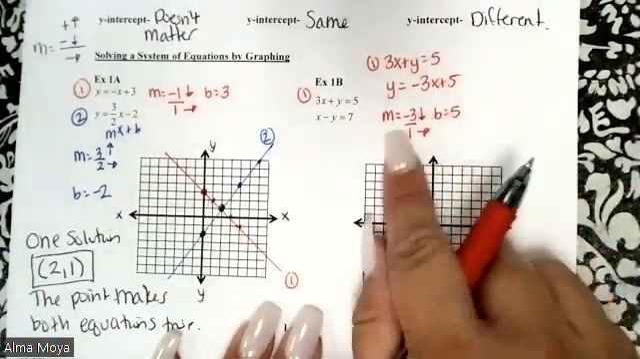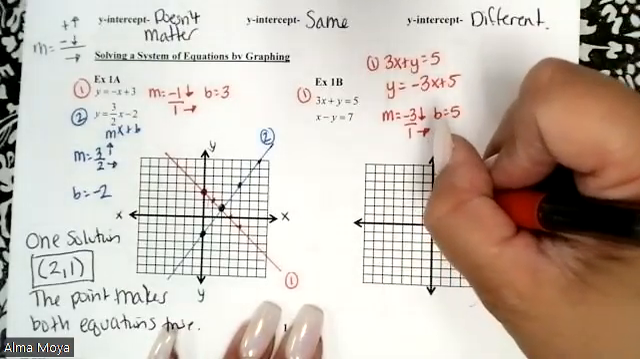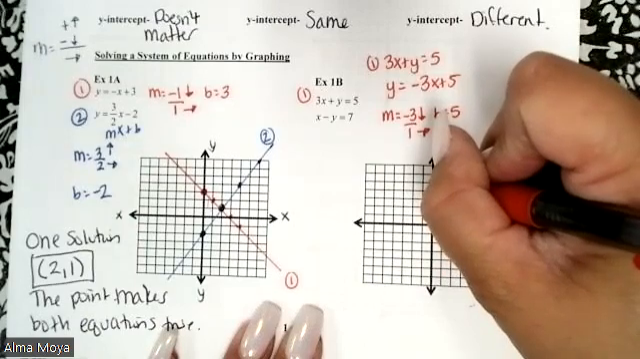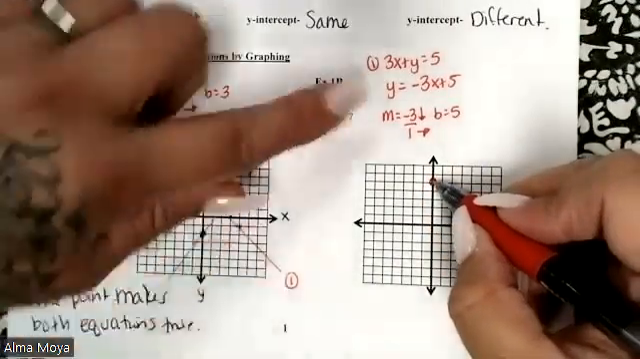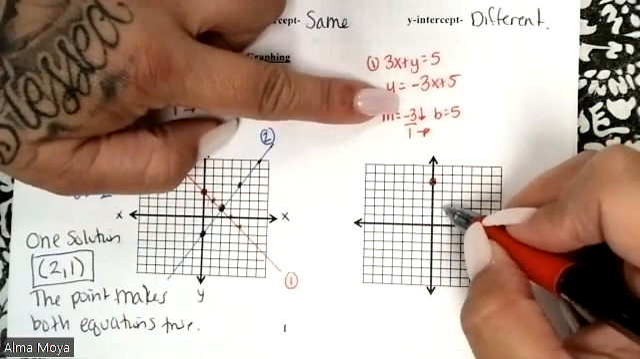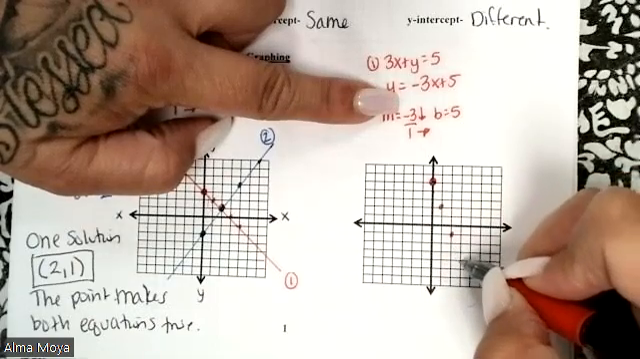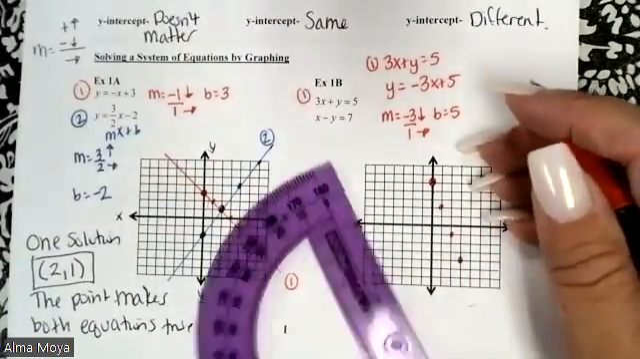I'm going to make the m into a fraction. So now I'm going to graph this. I need to graph the y-intercept first. So 1, 2, 3, 4, 5. That's on the y-axis. And then from the y-intercept, I'm now going to go down 3 over 1. So down 3, 1, 2, 3 over 1. Down 3, 1, 2, 3 over 1. And then I'm going to connect my dots.